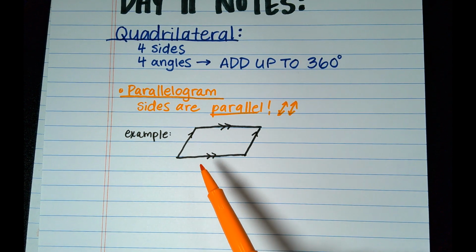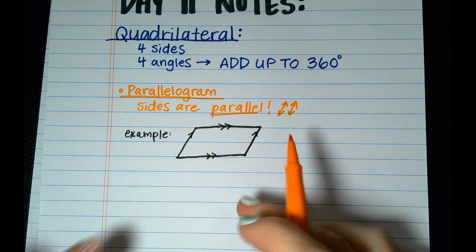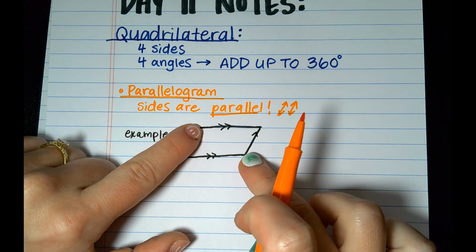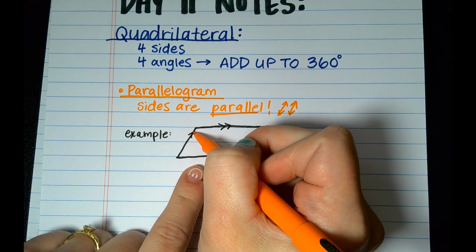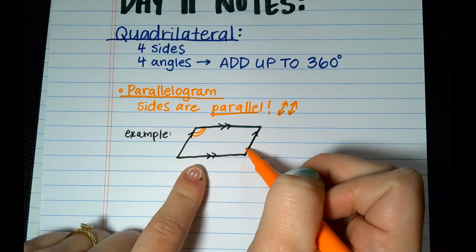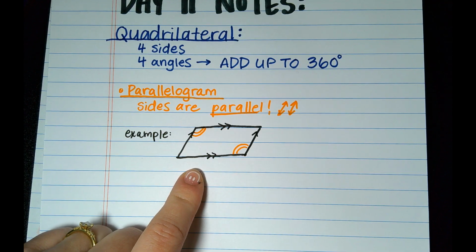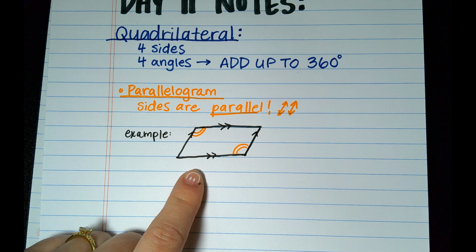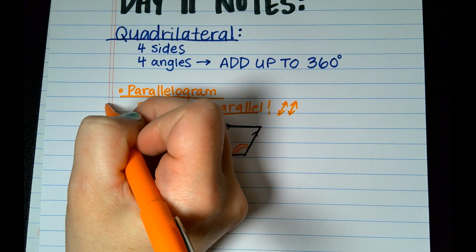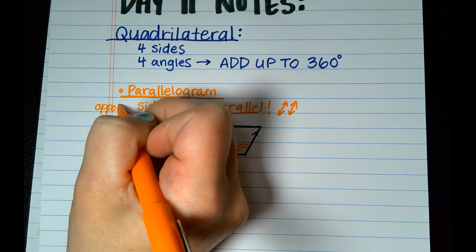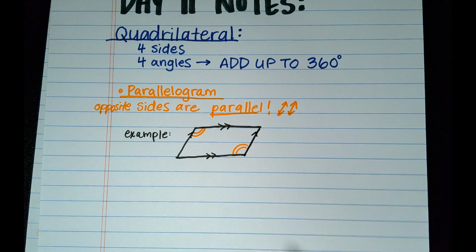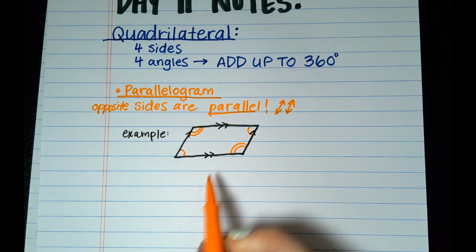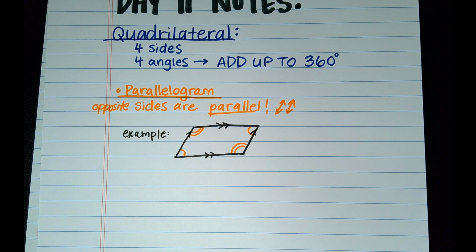Parallelograms also have another unique feature. It's that the angles across from each other are equal. So I'm going to mark that here. This big angle is equal to that big angle. So I'm going to write opposite sides. Sorry, I stuck a word in before, so if that messed your notes up, I do apologize. Opposite sides are parallel, and opposite angles are equal.